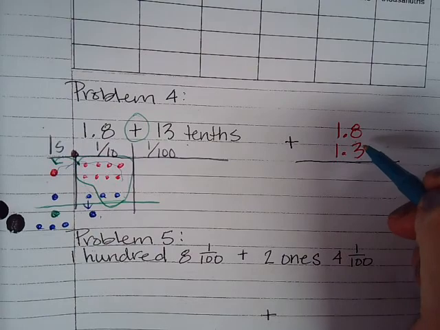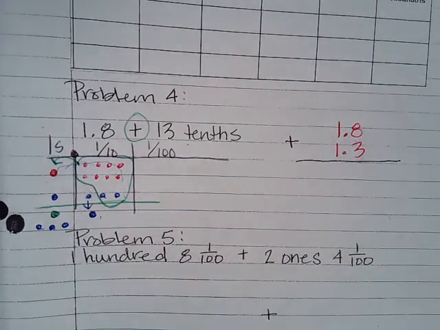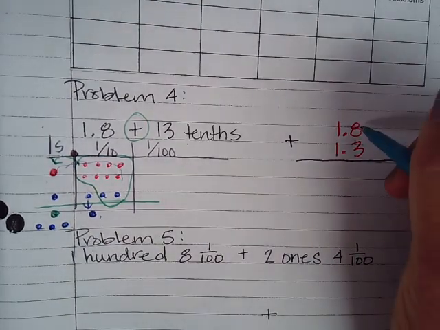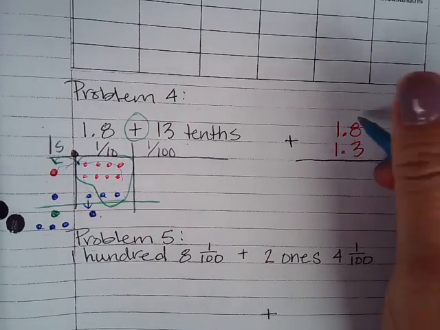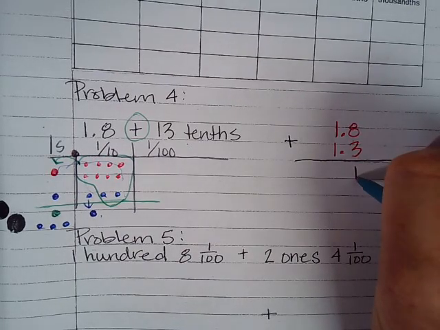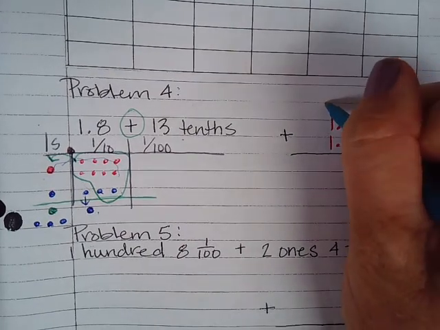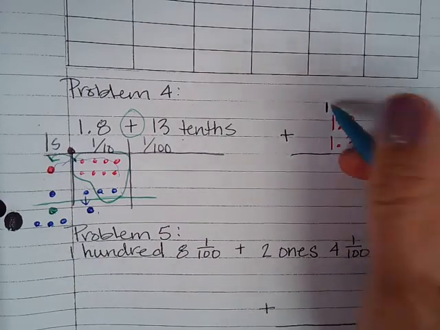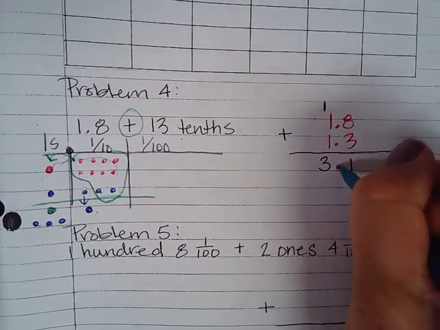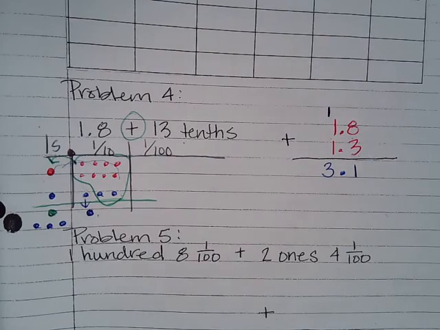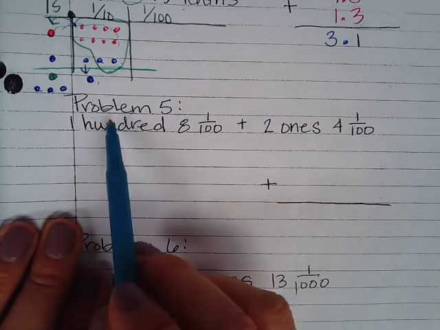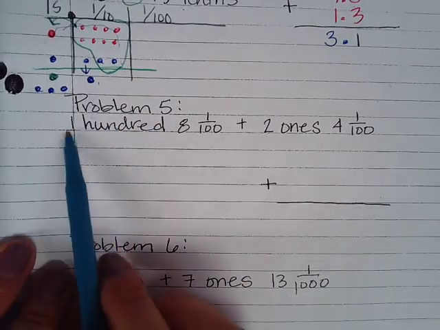Now let's relate that to our standard algorithm. So 8 plus 3 is 11, right? I have to add a 1 over here, and I end up with 3.1. See what I did there? All right, so moving on to problem 5.